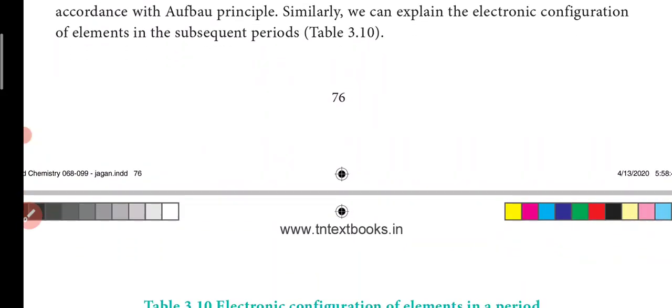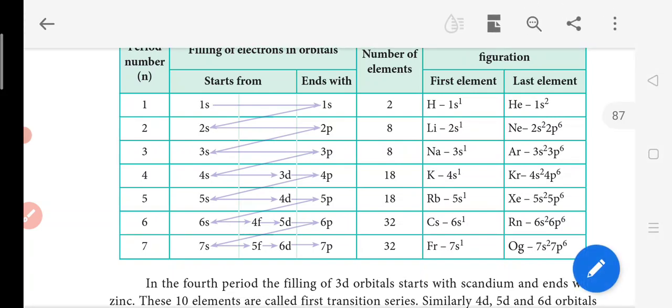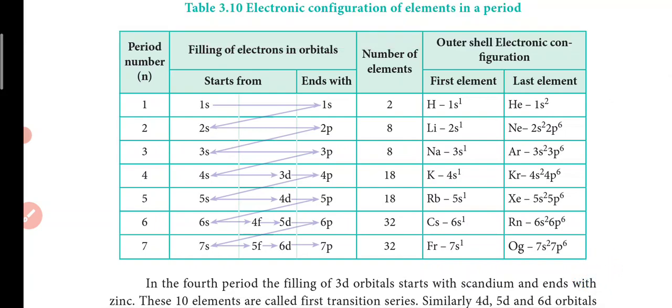So we can write the electronic configuration for the same. The first period starts from 1s and ends with 1s, you can see the arrow mark there. The second period starts from 2s and ends with 2p. The third period covers 1s, 2s, 2p, 3s and 3p. The fourth period covers 1s, 2s, 2p, 3s, 3p, then 4s, through 3d, to 4p. So it is according to the Aufbau principle. You can go and check that tree on how to identify the orbitals' energy levels.